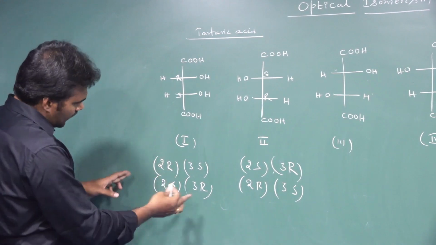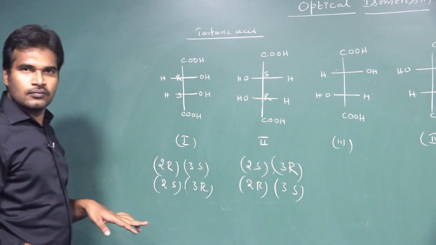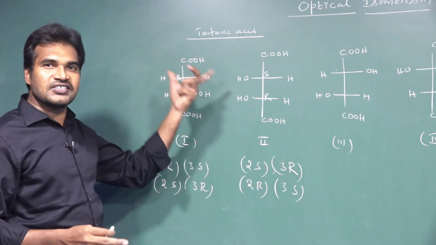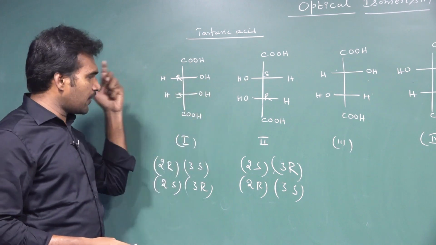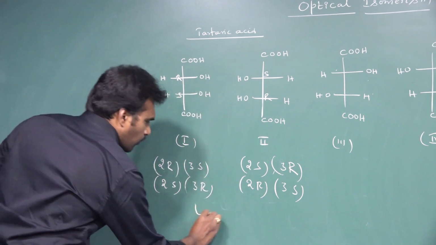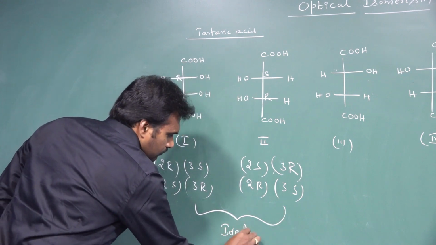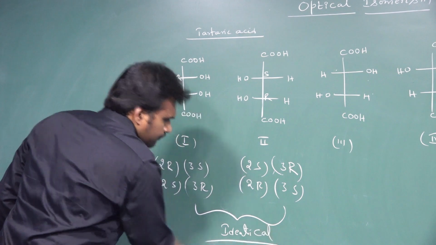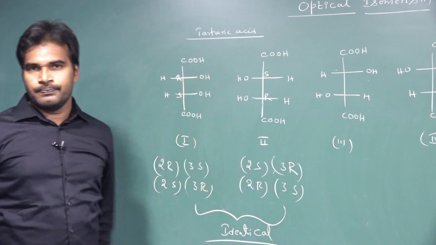The configuration of the second one is 2S 3R, 2S 3R. The configurations remain the same for the first two compounds. So the first two compounds, what do we call them? Identical isomers. The first compound, second compound, they both are the same.